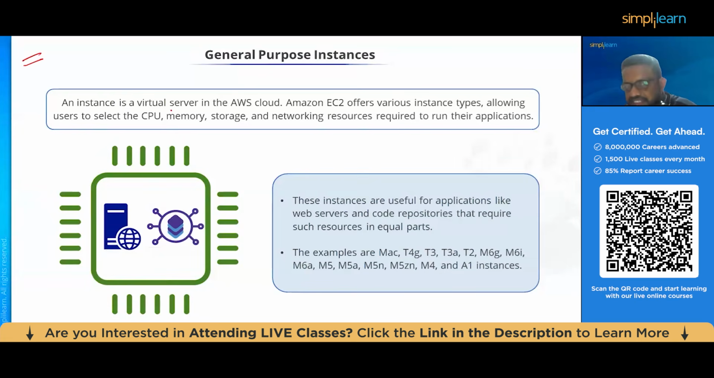As you know, an instance is a virtual server in the AWS cloud. So EC2 offers various instance types, allowing users to select the CPU, memory, storage, and networking resources required to run their application. Here we have general purpose instances. So when should I use general purpose instances? Let us consider I am designing web servers or code repositories which require equal resources in equal parts, right? Let us consider I want to design one simple web server or code repository. At that time, I'll go with general purpose instances, right?